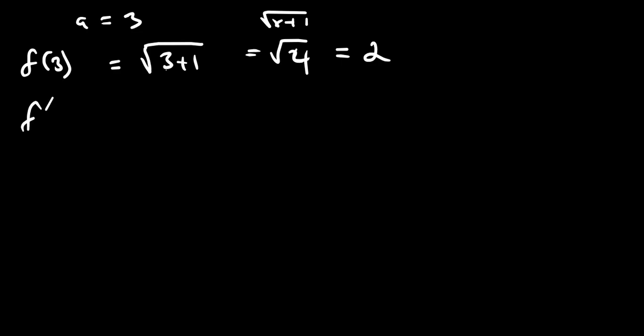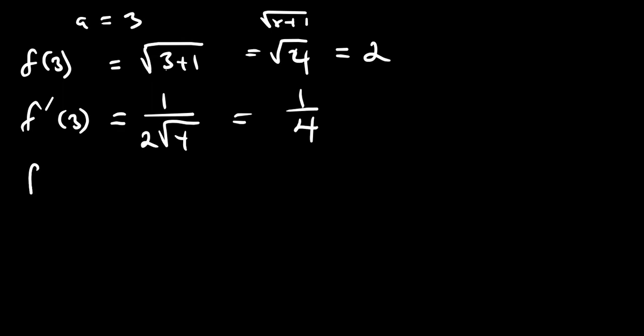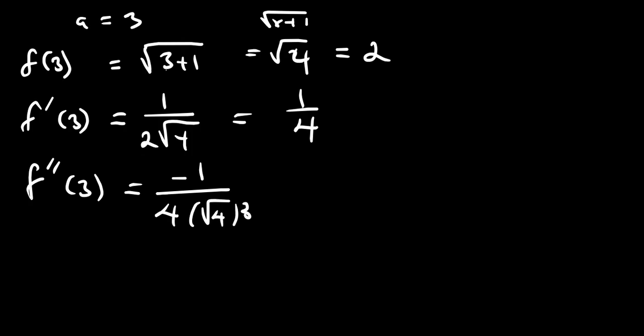So I have f prime of 3. When I replace that, this will be 1 over 2 root 4, and this is just going to give me 1 over 4. Then I go on to the second one. This is going to be negative 1 over 4, then root of 4 to the power 3, and this here gives me negative 1 over 4 times 2 to the power 3, and this is going to be negative 1 over 32.